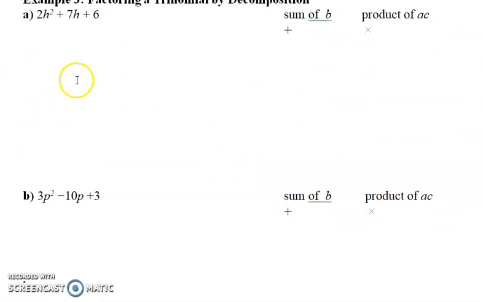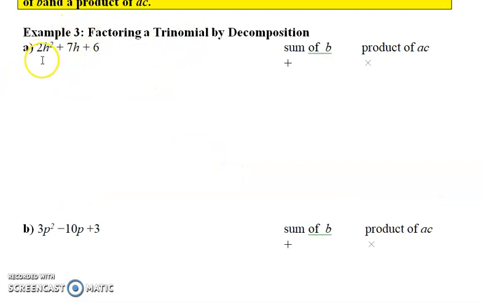So here in example 3, we have a trinomial 2h squared plus 7h plus 6. What we need to do is find two numbers that add together to give you the b term. Remember, the b is in front of the x term, in this case h. So we have a 7. So two numbers added together to give us 7.